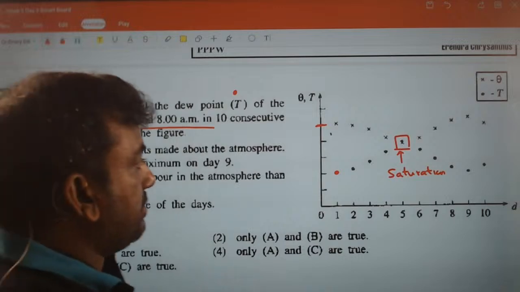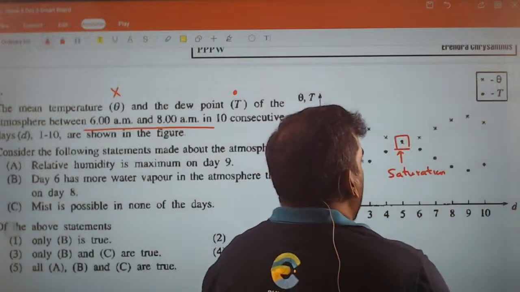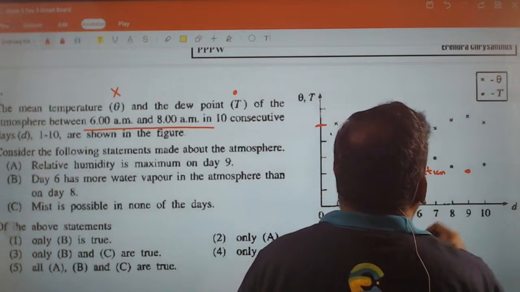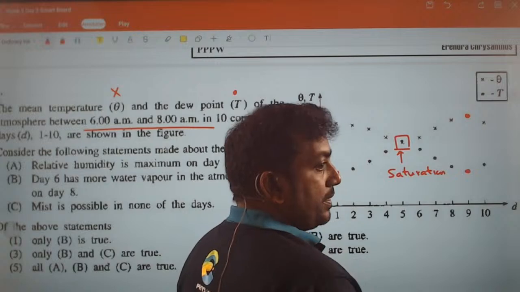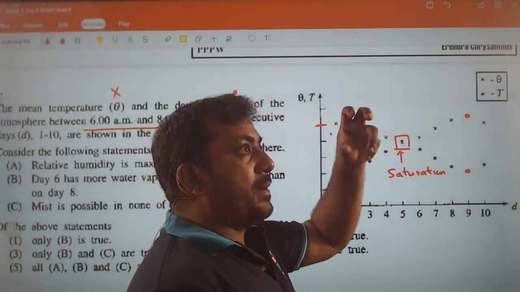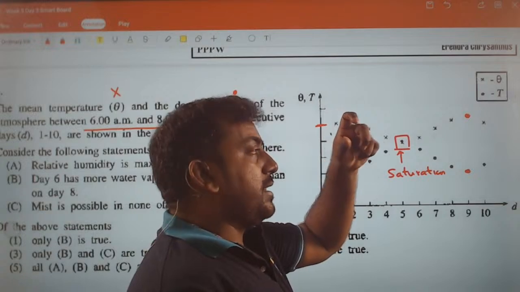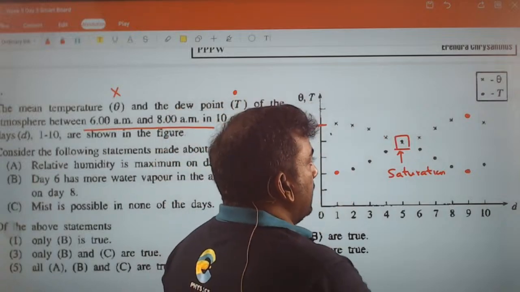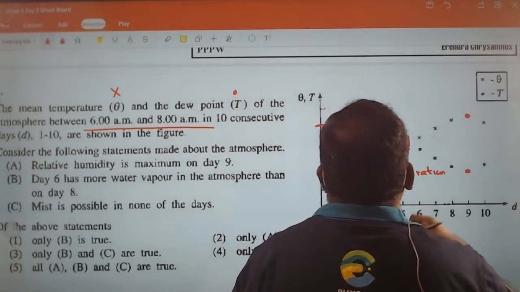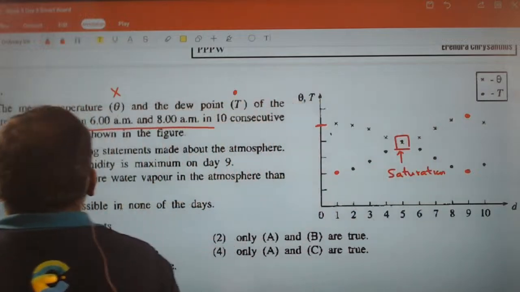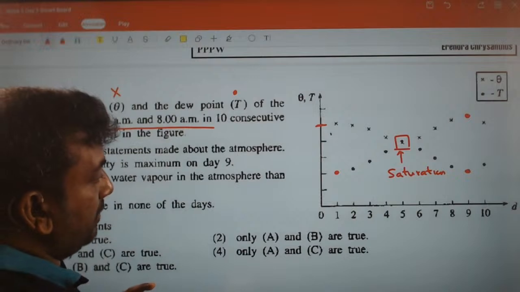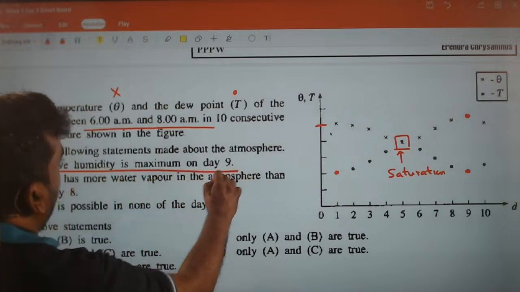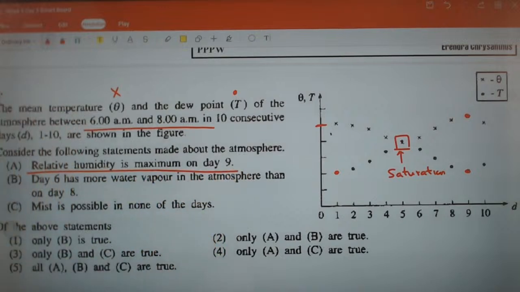Relative humidity is maximum on day number 9. Here, what can you say? Here, dew point temperature is low, mean temperature is high. High mean temperature means more water vapor can be kept. So mean temperature is not equal to dew point temperature. Saturation does not take place. Saturation means the temperature at which the existing water vapor saturates. Relative humidity is maximum on day 9.